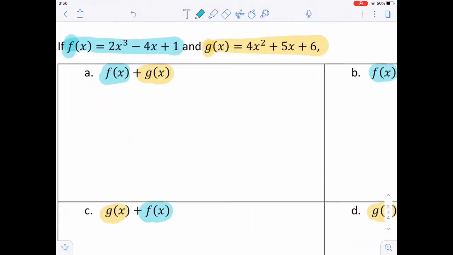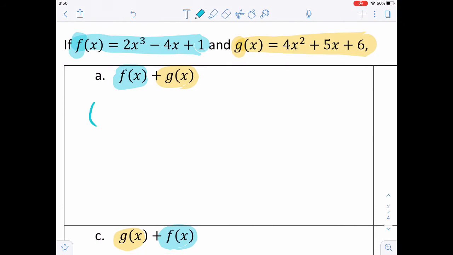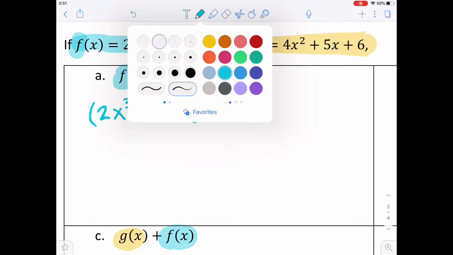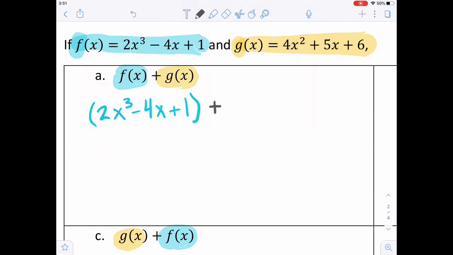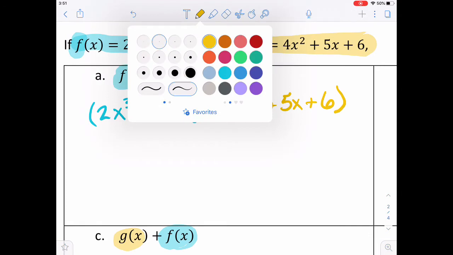All right, so let's put our f in. Let's do this first one. So f, I'm going to make sure that I put it in parentheses. And that's going to be important. We didn't do that in our last one, but also in our last one, our functions were only one term, so parentheses doesn't really do much. But here we have something more complicated, so I am going to put it in parentheses. Then we have plus, we've got our g of x, 4x squared plus 5x plus 6. Now, because we're adding, we should know that when we add polynomials, we can just sort of drop our parentheses and we just combine like terms.